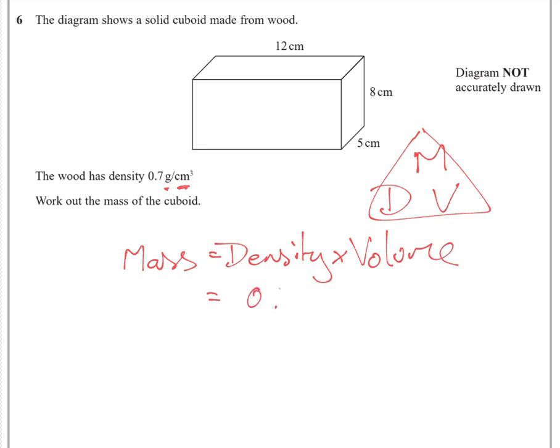The density is 0.7 times the volume. And the volume is in centimetres cubed. So the volume of a cuboid is 12 times 8 times 5. So the mass is 0.7 times that, which is 336 grams.